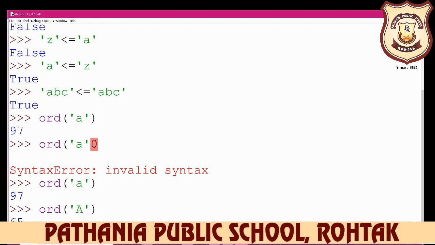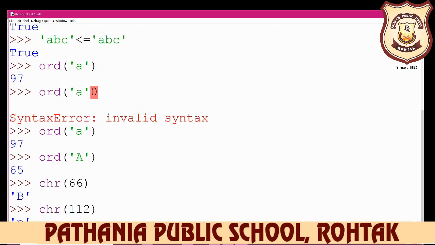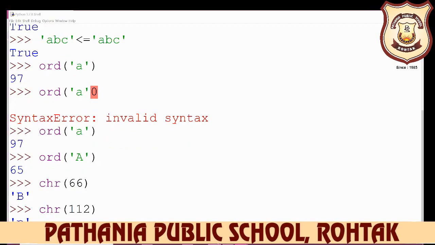But if we want the reverse order, where we give the numeric value and want the character, write CHR and then write 66. For example, a numeric value you can input here, so your answer is B. The character value will be displayed here. Again CHR, and we want to find out 112, so its answer is P. So these are the two functions.